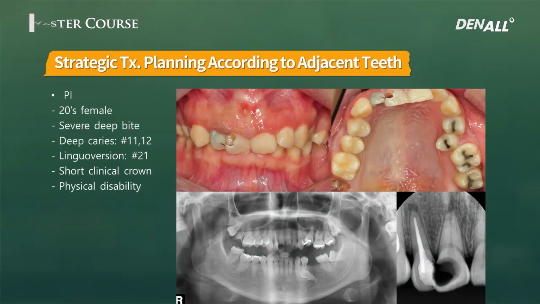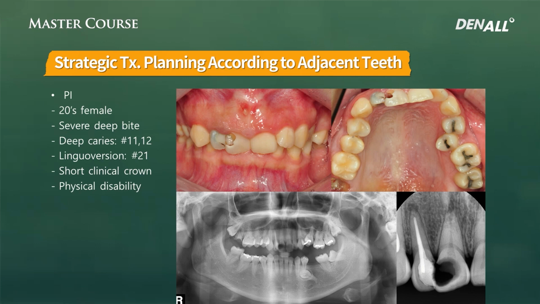Let me share with you a case. This is a female patient in her 20s. This was at the initial visit. If you look at number 11 and 12, there is a very significant tooth caries. The patient experienced immense pain in number 11.